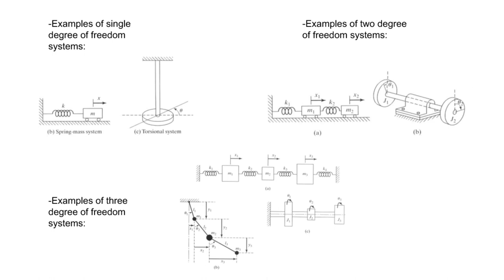Now in the next example of a 2 degrees of freedom system, I have shown two springs and two masses, m1 and m2. If mass m1 is displaced by distance x1 and mass m2 is displaced by distance x2, then the system vibrates with 2 degrees of freedom. That's why this system has 2 degrees of freedom.